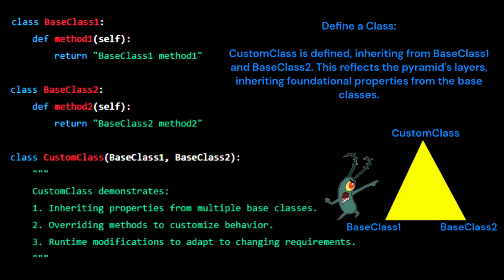Define a class. A custom class is defined, inheriting from base class 1 and base class 2. This reflects the pyramid's layers, inheriting foundational properties from the base classes.